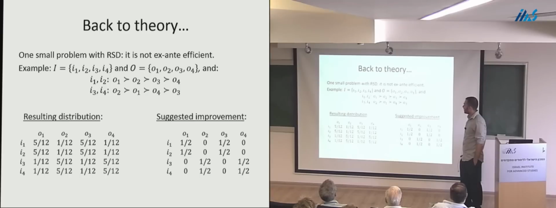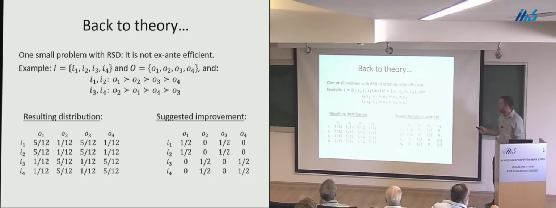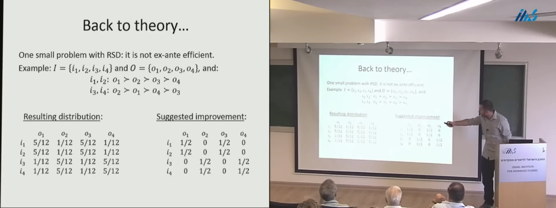Back to theory. Okay, so what's the problem with random serial dictatorship? The problem is that it is ex post efficient, but it is not ex ante efficient. Okay, so look at this example. We have 4 agents, 4 objects. The first 2 agents like object 1 better than 2, better than 3, better than 4. And agents 3 and 4 agree with agents 1 and 2 about the ranking between objects 2 and 1 and 4 and 3, but they don't agree about the order for those pairs of objects. They don't agree that object 2 is worse than object 1. They actually like object 2.